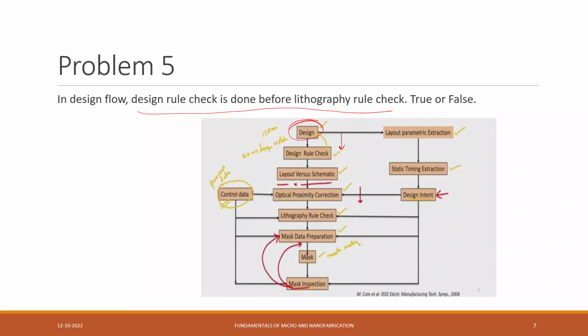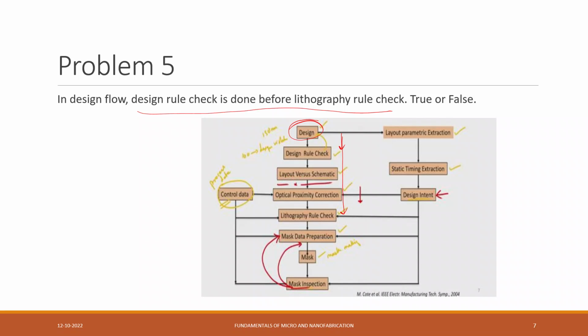So essentially this step will fail and you have to change your designs. When we come down, we reach this lithography check. Before that, we go to layout versus schematic, which means that we check that all the connections and all circuits are correct, and then we go to optical proximity correction.